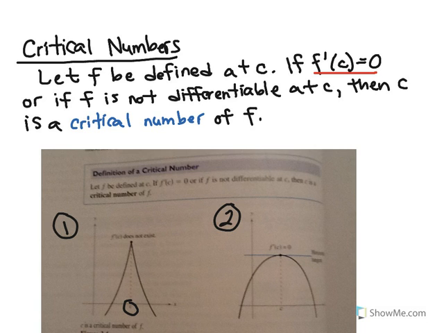And on number 2, this is another instance. At c, once again, f is defined at that point, and f prime of c is equal to 0. In other words, the slope is equal to 0. There's my tangent line. So this is also considered to be a critical number.